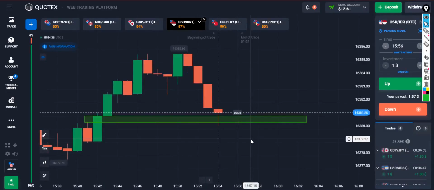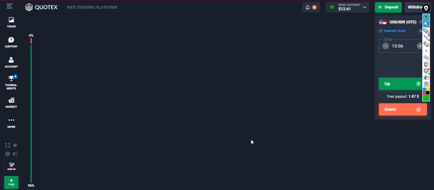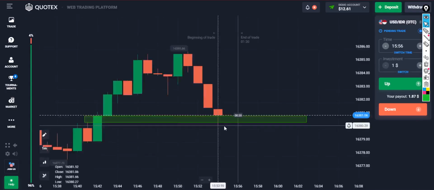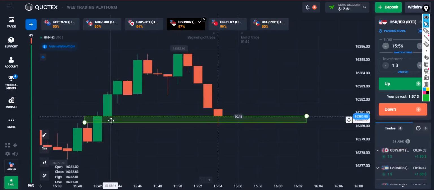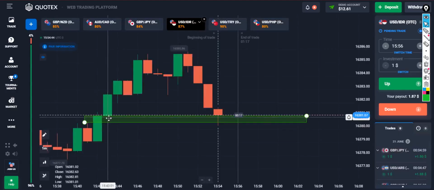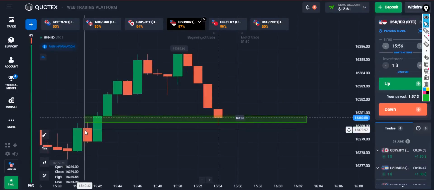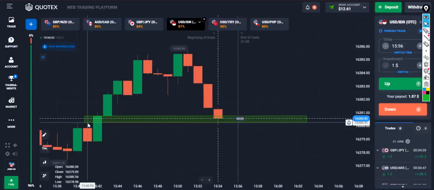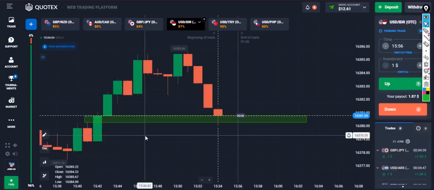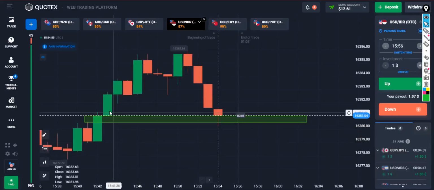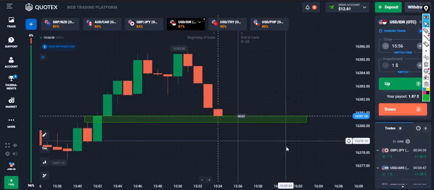So when you are drawing a fair value gap, make sure you are drawing it precisely. For example, the first line needs to touch the bottom of the third candle, and the last line needs to touch the wick of the last candle. That is very important. If this third candle has a wick, take the wick as well.